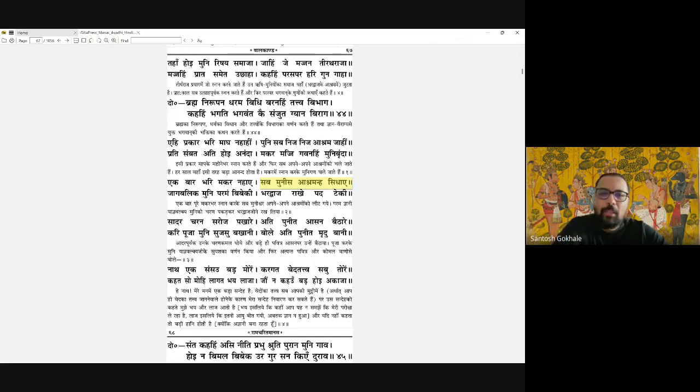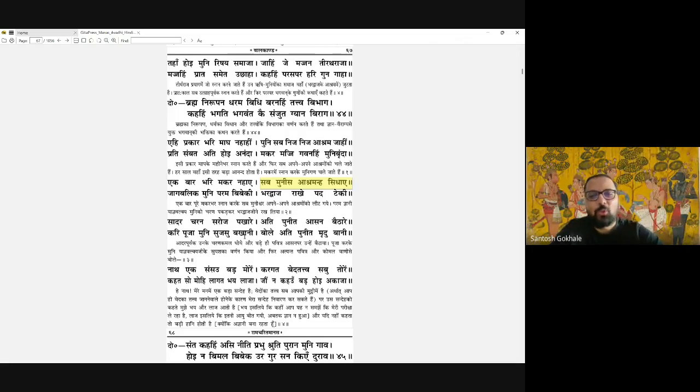Jagabalika Muni Parama Viveki, Bharadvaja Rakhe Padateki. Bharadvaj did not want to lose this golden opportunity, because he had seen that Yajnavalkya had also remained back. He pressed his feet and pleaded with him to stay back. He said, Yajnavalkya ji, please, aap kripa karke piche rahiye. Sadara charana saroja pakhare. With great respect, he washed his lotus feet. Ati punita asana baithare. And with great respect, put him on a high seat.